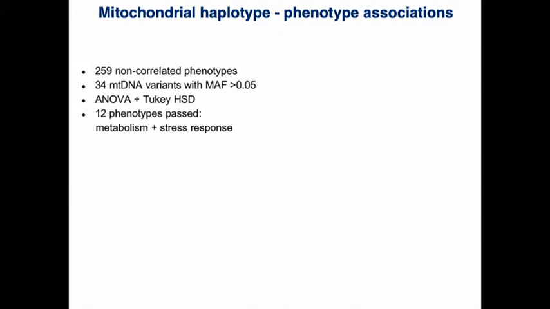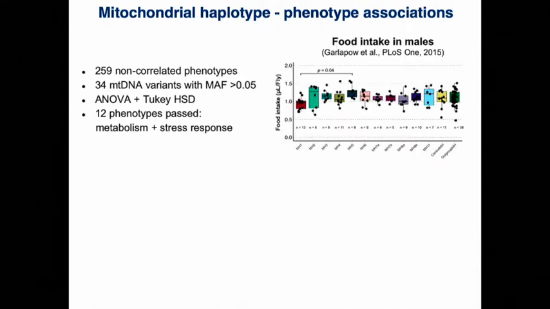One of them was really peculiar and kind of interesting, and this was the following. It was food intake in males, which is shown here. This is based on data from Garlopov et al. in a previous publication. And here you can see the different haplotypes, as well as the food intake for all the fly lines linked to this haplotype. And here we found that, for example, mitohaplotype 1 was clearly significantly different from mitohaplotype 5, right? So you can see a significant difference between those two, right? So does that actually mean anything?